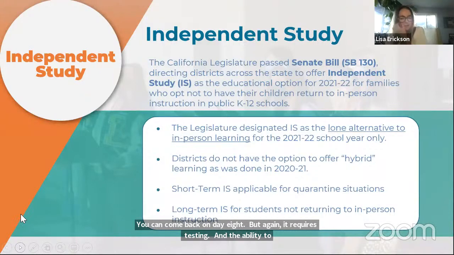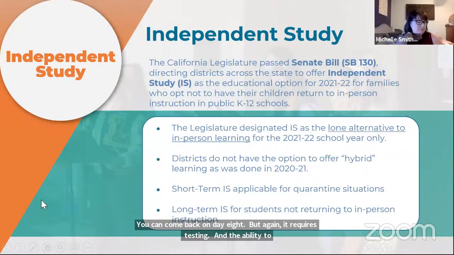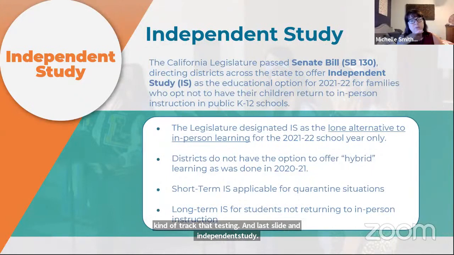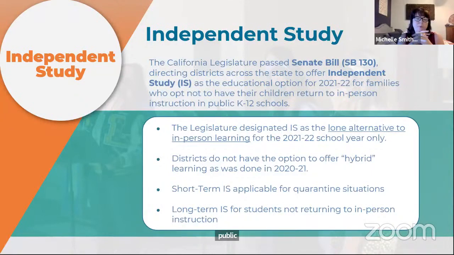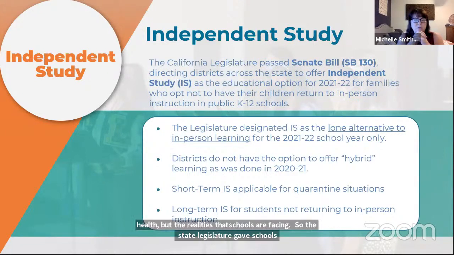And the last slide is independent study. I'm going to speak to this really briefly, and this is less about public health, but about the other part of the realities that schools are facing. The state legislature gave schools 2 pathways this year for education. One of them was in-person instruction, and the other one was independent study. And so it is the lone alternative to in-person learning. Districts don't have the option to offer hybrid learning as was done last year. And so schools are adjusting quickly.